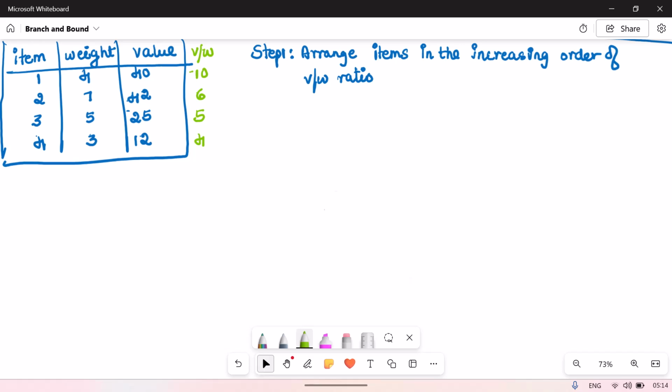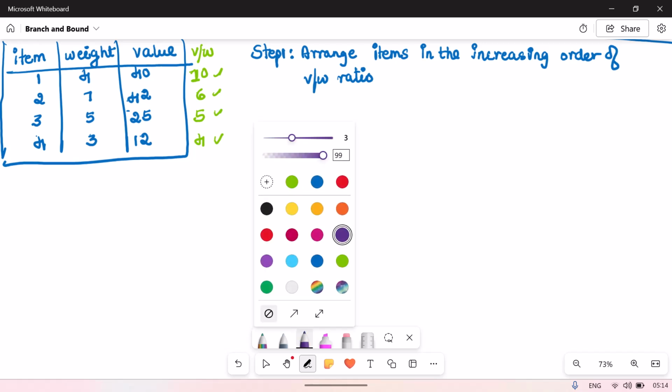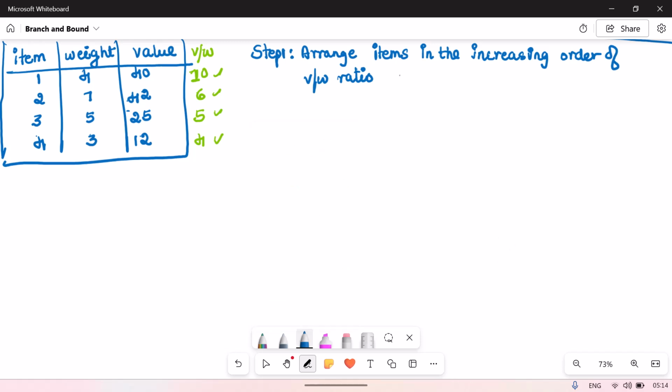Next, you have to arrange them in the decreasing order of their value over weight ratio. See here, the items are already in the decreasing order of their value over weight, right? So 10, 6, 5, 4, it is in the decreasing order. So you don't have to do anything, luckily, in this particular step. So you write it as it is.